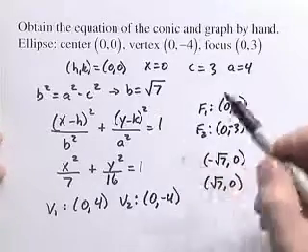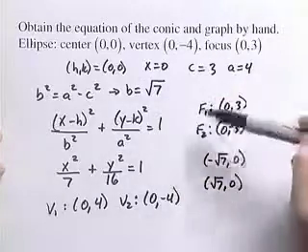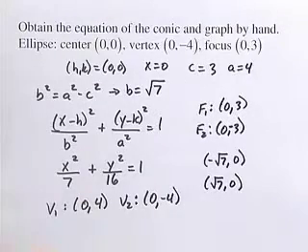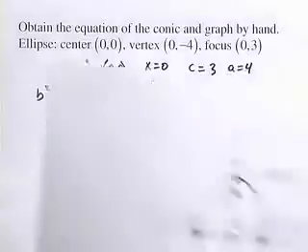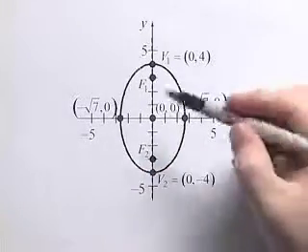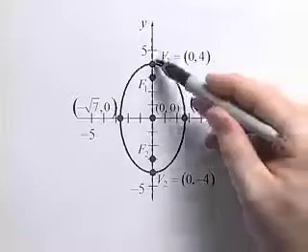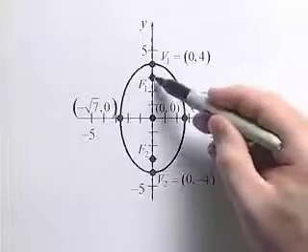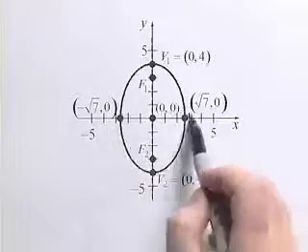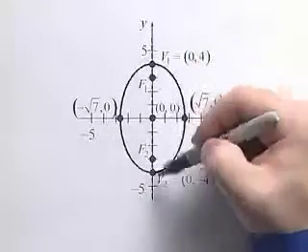So we put all this information together, our center, our vertices, our foci, and the 2 additional points. We can go ahead and get the graph of our ellipse. It'll look like this. So here we have our center plotted, we have our 2 vertices plotted, our 2 foci, and then we have the 2 additional points here. Notice our major axis is the y-axis.